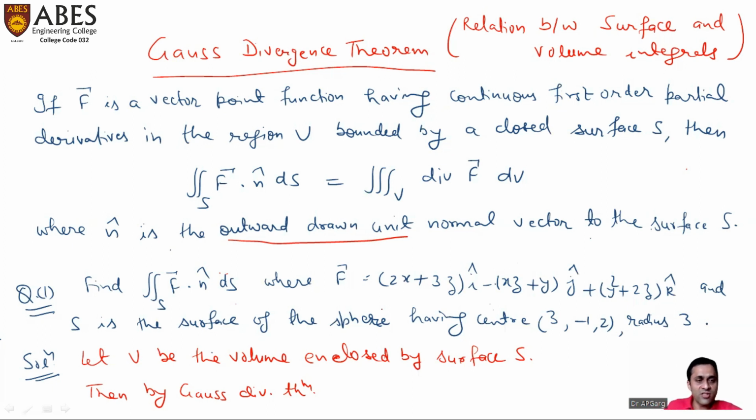So the very first question is: find the double integral of f dot n ds, where f is defined by f equals (2x plus 3z) i cap minus (xz plus y) j cap plus (y square plus 2z) k cap, and S is the surface of the sphere having center (3, minus 1, 2) and radius 3. So let us solve this problem.